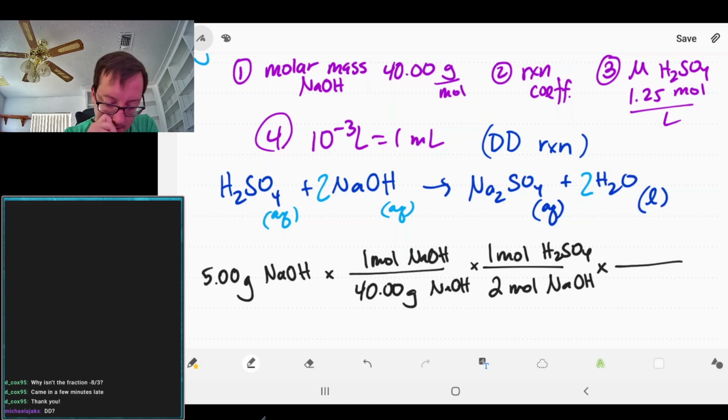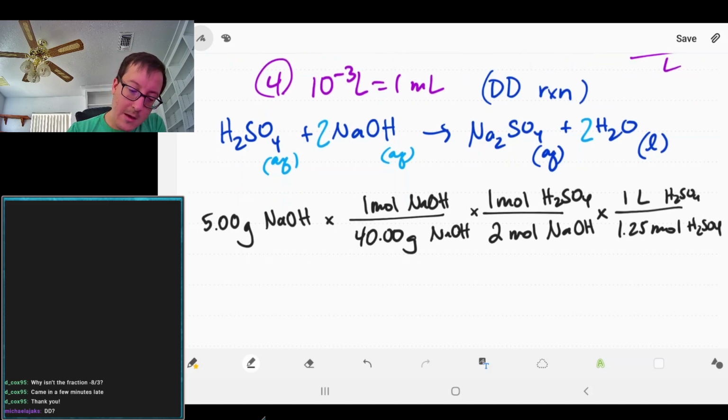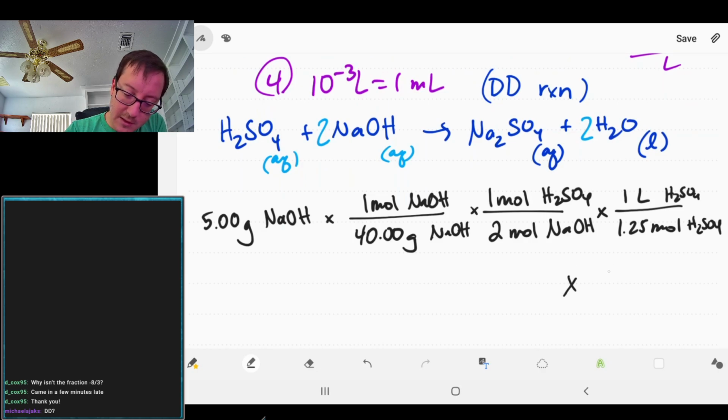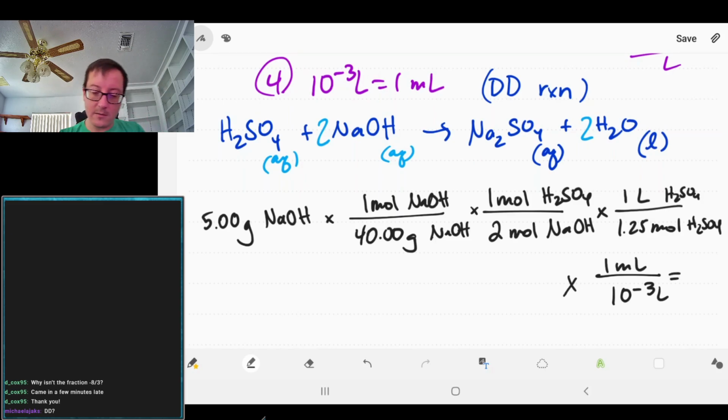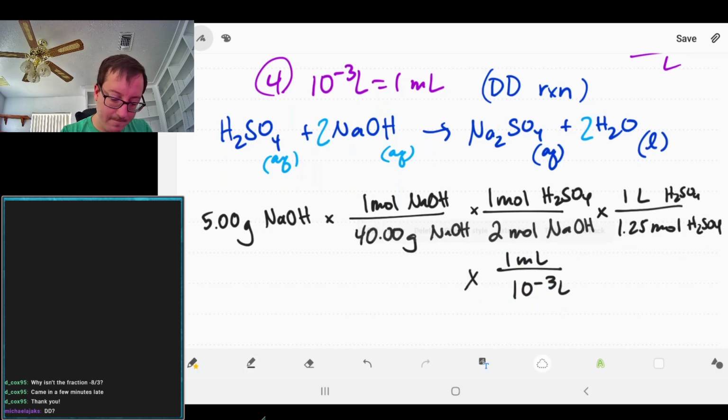Oh no, we're going to run out of space here. Next, we need our molarity, 1.25 moles per liter. So we'll put the 1.25 moles, 1 liter. And since I had run out of space, we'll just put this there. For liters, we have 10 to the negative 3 liters, 1 milliliter on top. And then I guess I need to move this over a little bit. And we'll get our answer out.